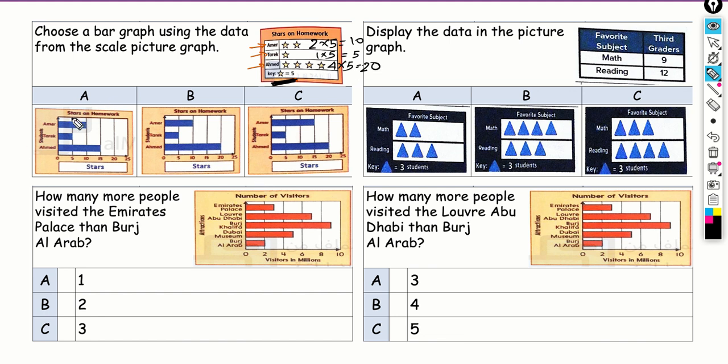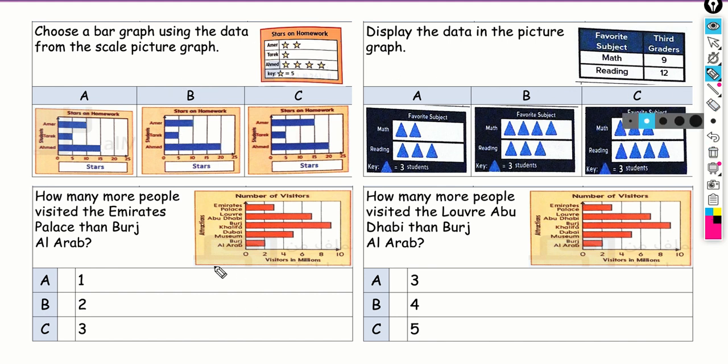Now check which one is here. Amir has how many points? 10. So Amir has 10. Good. Tariq has 5. Ahmed has 20. So is this 20? No. Here Ahmed has 20, but Tariq has 5 and this has 10. So this is looking right, so that is our answer. Like this you will check these examples.